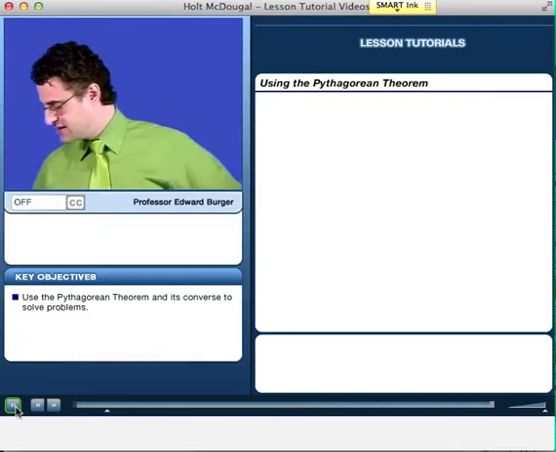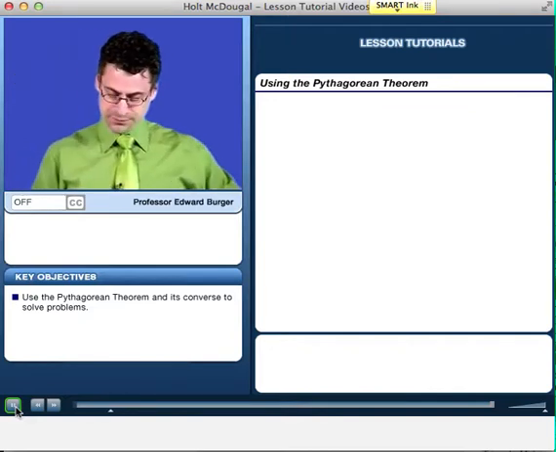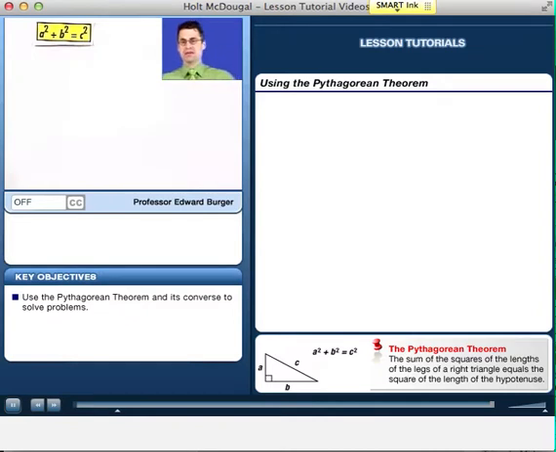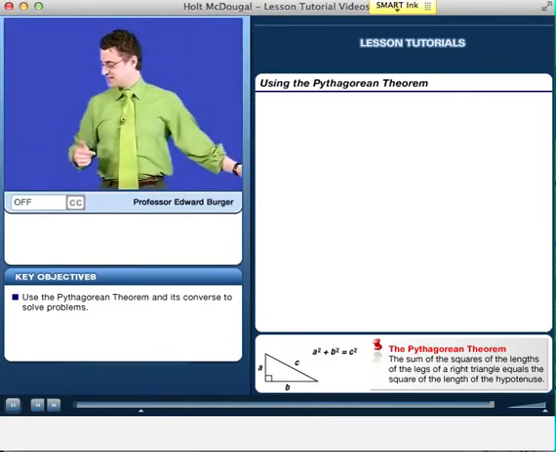And it basically says that if you have a right triangle, and you know the lengths of the two legs, A and B, and you know the length of the hypotenuse, C, then if you take the square of the lengths of the legs and add them together, you will always equal the square of the hypotenuse. A squared plus B squared equals C squared. Let's take a look at some examples.